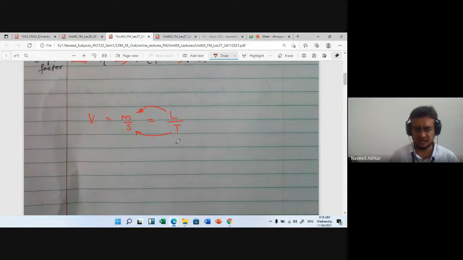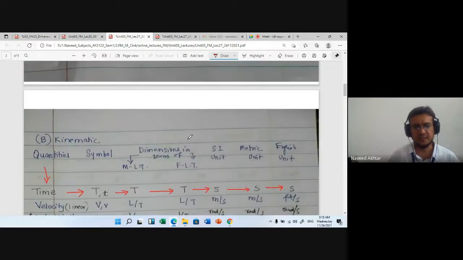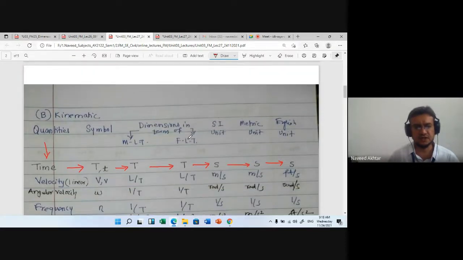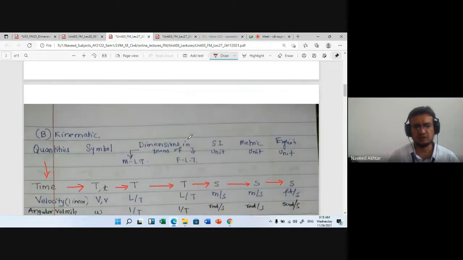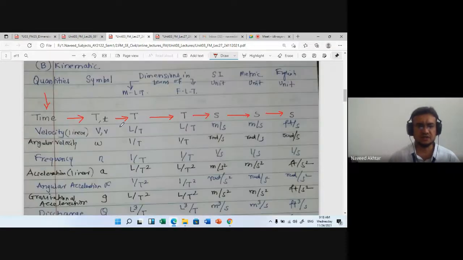Similarly, if you go for acceleration, acceleration is nothing but meter per second square. The dimension of this is L upon T square. Angular velocity omega is 1 upon T, and radian per second is the unit.